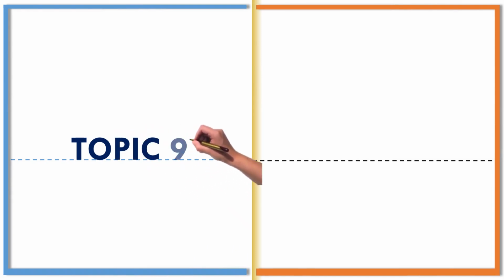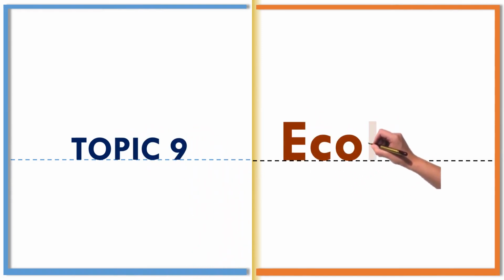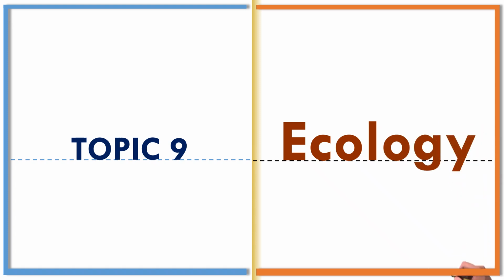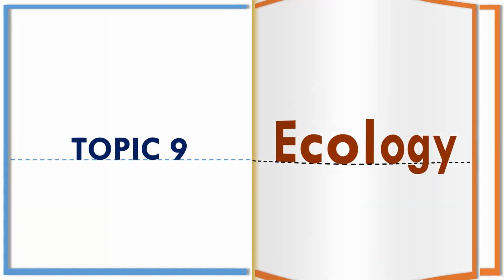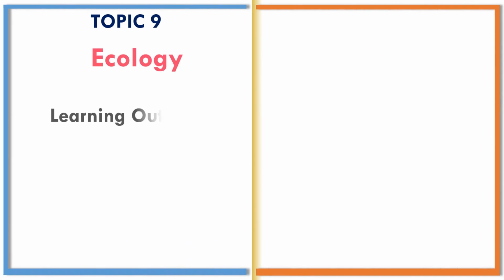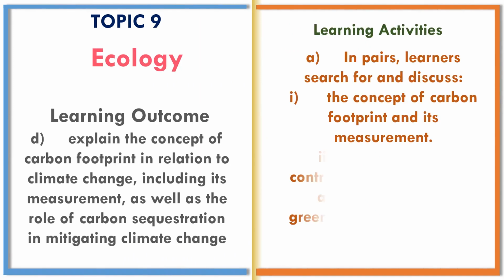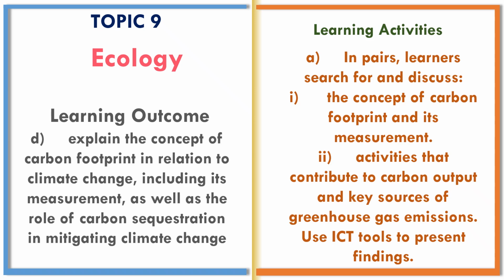This has been topic 9, which is ecology. Thank you for participating in topic 9, ecology. Our learning outcome is D, explain the concept of carbon footprint in relation to climate change, including its measurement, as well as the role of carbon sequestration in mitigating climate change.